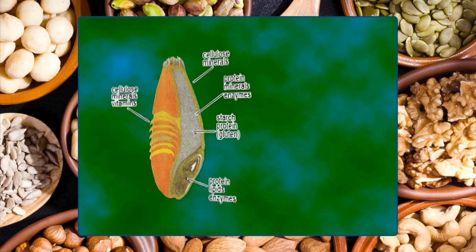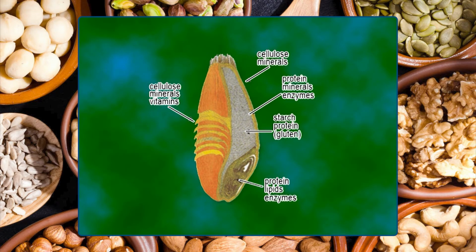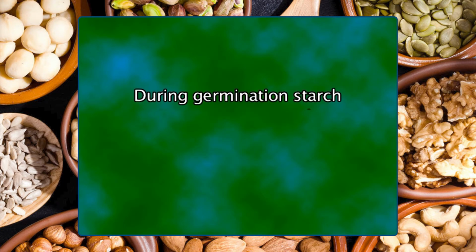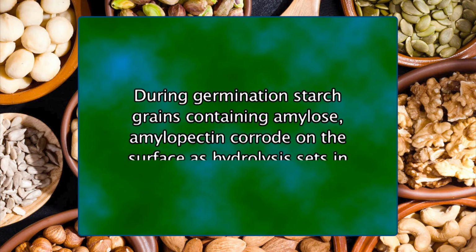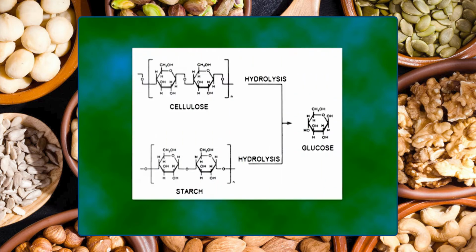The most common carbohydrate found in seeds is starch, though hemicellulose, amyloids and raffinose oligosaccharides may sometimes be the major carbohydrate reserves. They also contain a great supply of plant proteins, fibers and many other nutrients. During germination of seed, starch grains containing both amylose and amylopectin become corroded on the surface as hydrolysis sets in. Starch is normally broken down by alpha and beta amylase and a mixture of maltose and glucose is formed.